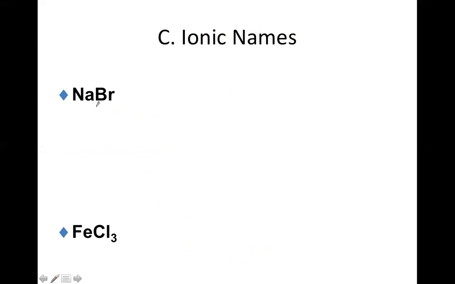So first one here is, again, sodium. And then, is sodium a transition metal? Since it's not, you do not need Roman numerals. So we jump right to the anion. The anion is one single type of atom, just Br. So we take bromine and we change its ending to ide. So we have sodium bromide.